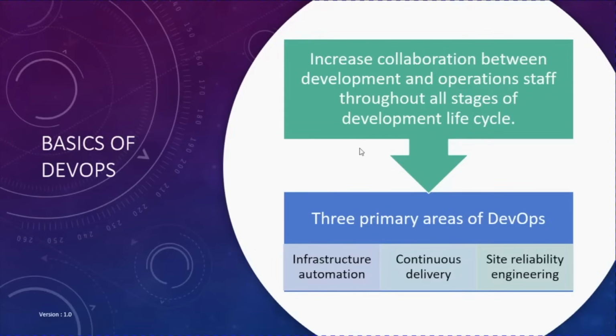Now, there are three primary areas in DevOps. Infrastructure automation, where you create your system OS configs and app deployments as code. Continuous delivery, where you build, test, and deploy your apps in a fast and automated manner. And site reliability engineering, where you operate your systems, monitor and orchestrate them, and also design them for operability in the first place.